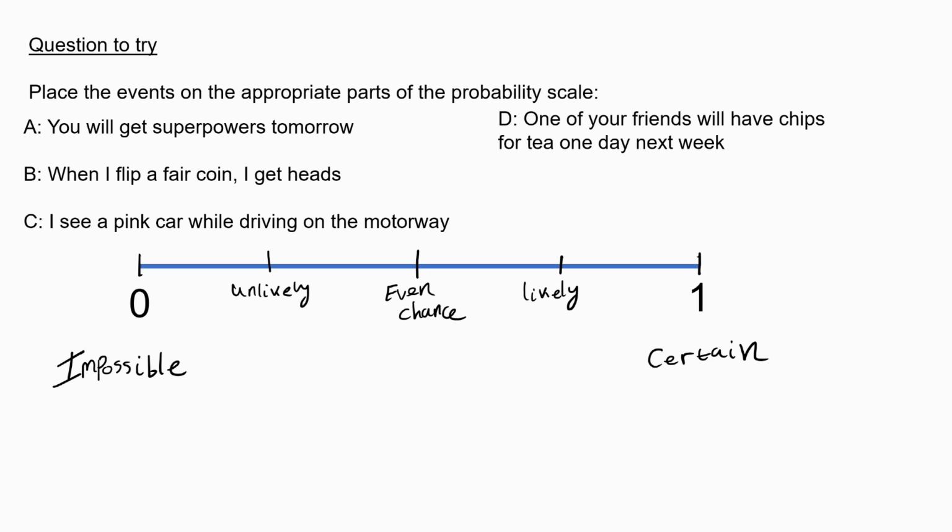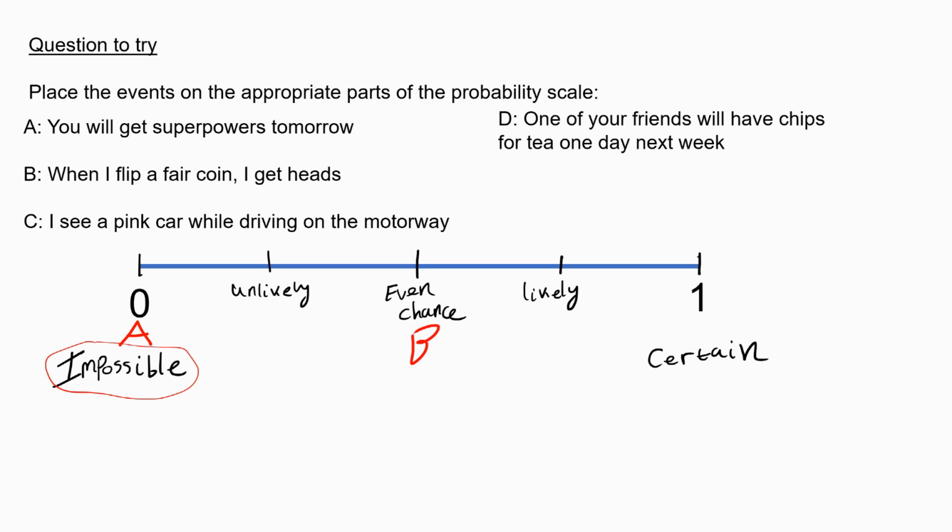Okay, so we should have, getting superpowers tomorrow sadly is going to be impossible, so that would be 0. We'd say there's a probability of 0 of that happening, or impossible. When I flip a fair coin I get heads. Well, even without knowing anything about probability, we should know that a coin has two faces, heads or tails, and they're both equally likely to be landed on. So we're going to say even chance for that.